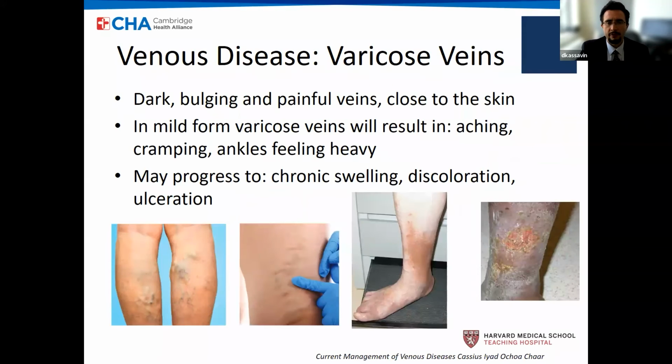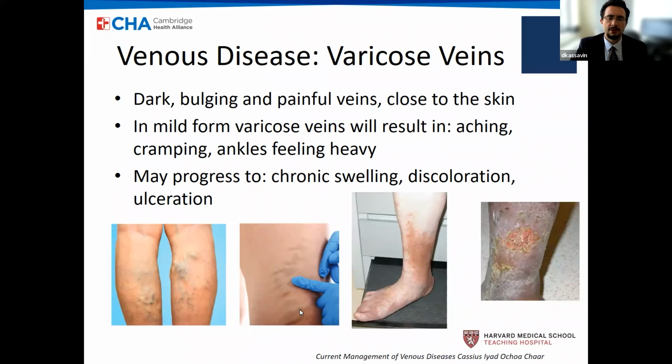So moving on with varicose veins. Varicose veins are dark, bulging, and painful veins that are very close to the skin. In mild forms, varicose veins will result in aching, cramping, and heavy-feeling ankles. And that's what you see on the left-hand side here. This is the backside of someone's calves. You can see these very superficial varicosities. They're protuberant, and you can see some additional lesser forms of varicose veins, which are known as spider veins and reticular veins. Just to the right of that, you can see a fairly large varicose vein.